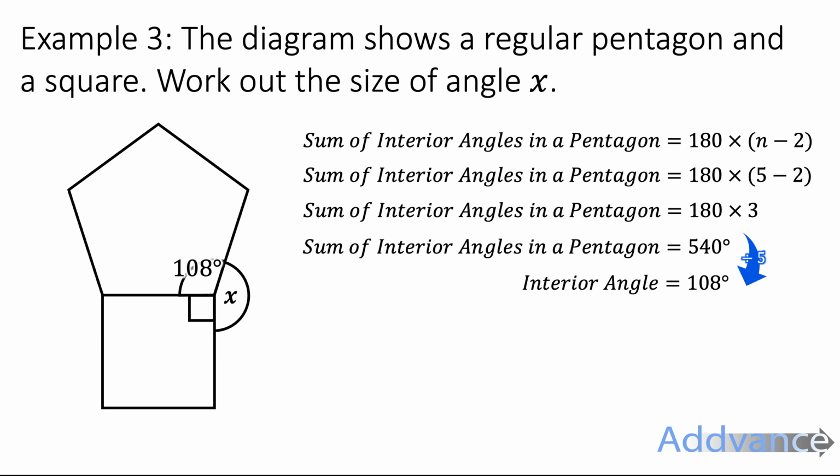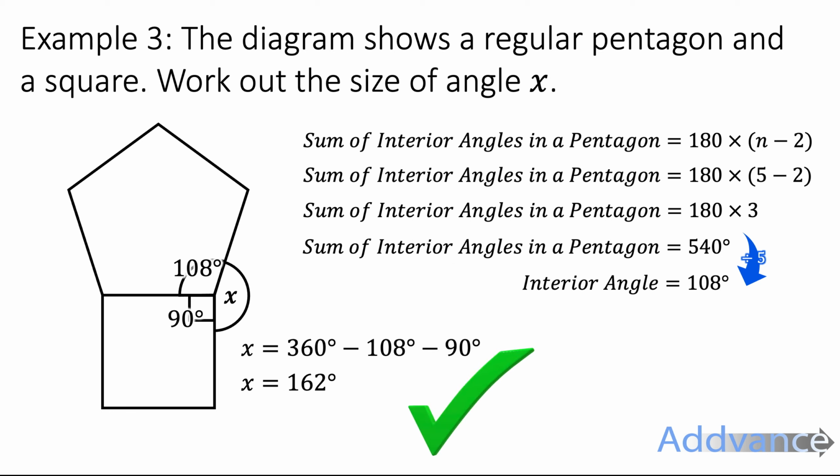So this angle is 108 degrees, and then you should also know that the interior angles of a square are right angles, they are 90 degrees. Now these three angles will add up to be 360. So x is equal to 360 minus 108 minus 90. If we work that out, we get that x is equal to 162 degrees. Okay?